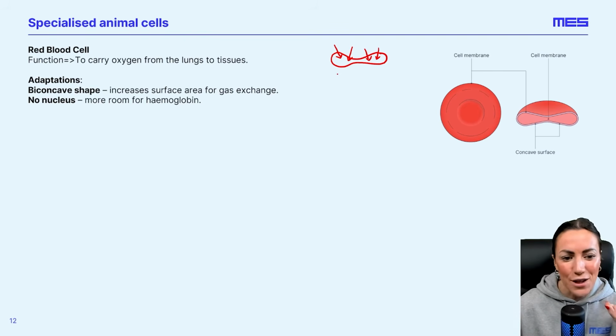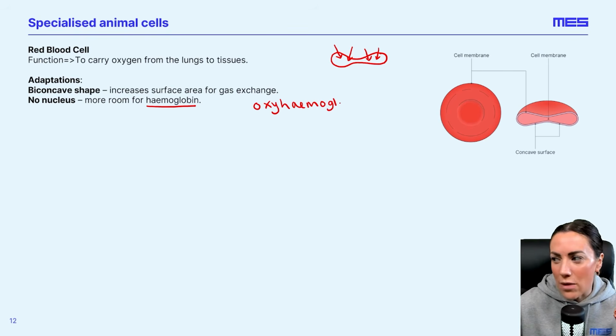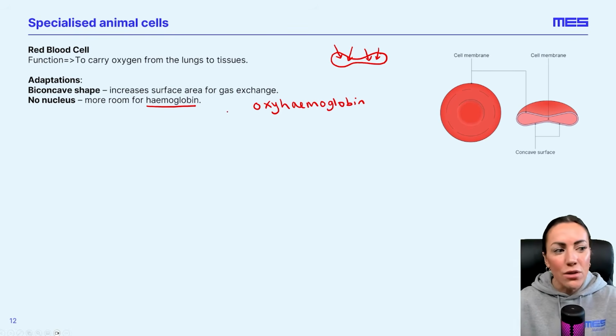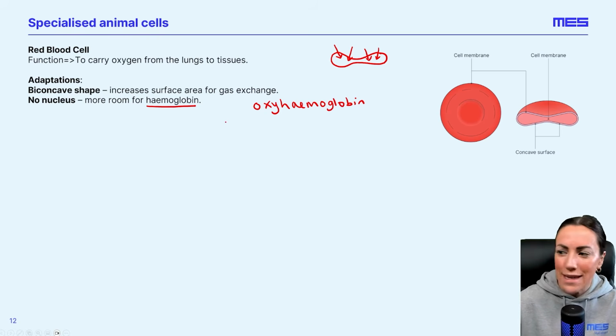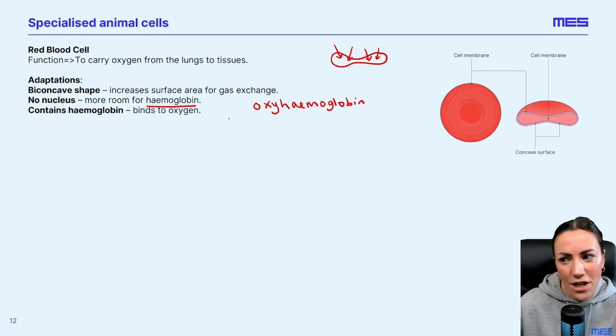They don't have a nucleus. So this is an animal cell with no nucleus. That means there's more room for hemoglobin. Now, hemoglobin is a protein found in red blood cells, and it's actually the hemoglobin that carries the oxygen. When hemoglobin is carrying oxygen, we call it oxyhemoglobin. So without having a nucleus, there's a lot more space for much more hemoglobin, so they can carry more oxygen. And as we've said, they contain hemoglobin. That's another adaptation, right, to carry the oxygen.